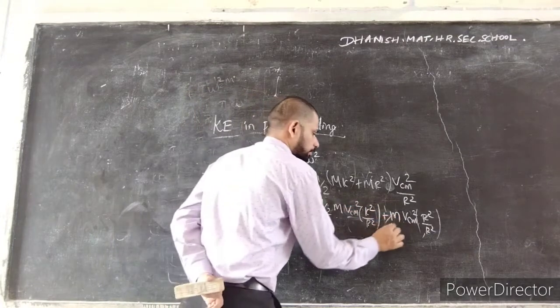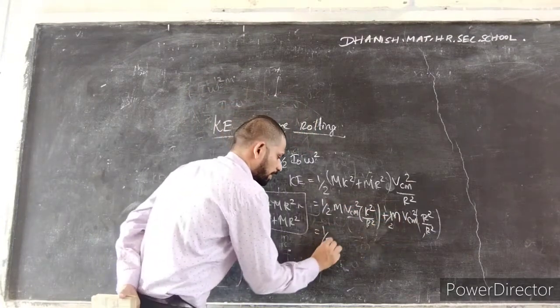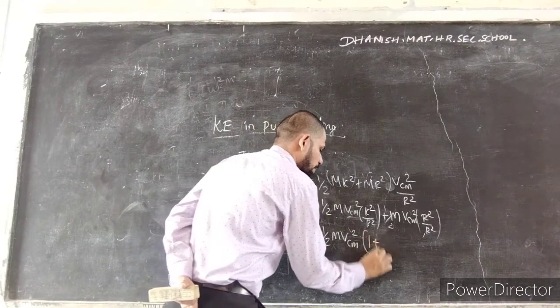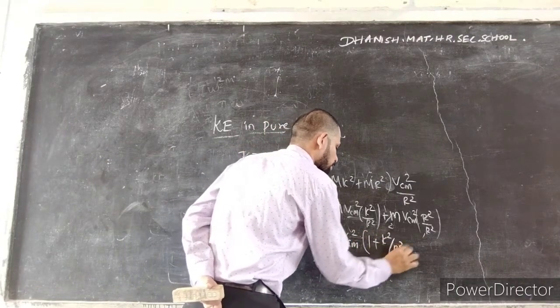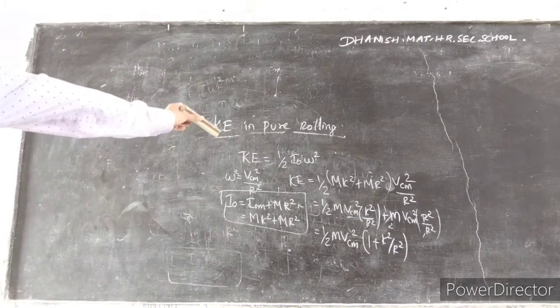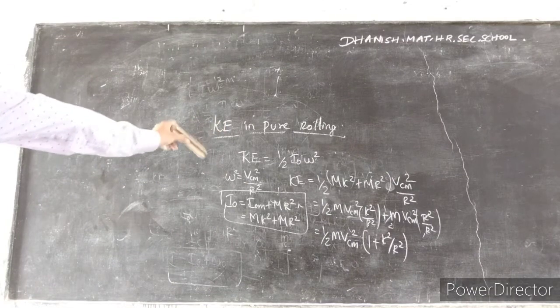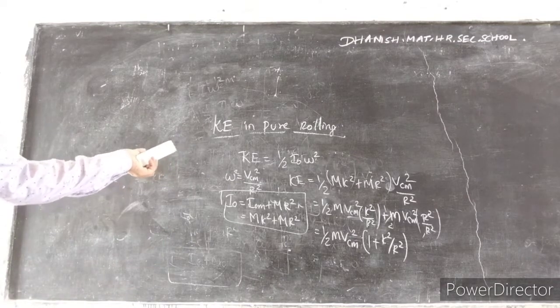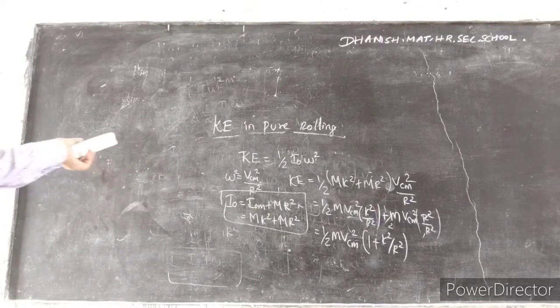Take out 1 by 2 m VCM square. Then it will become 1 plus k square by r square. So whenever you are working with the center of mass as a reference, you will get half m VCM square into 1 plus k square by r square. When we take the point of contact, we get the same equation.